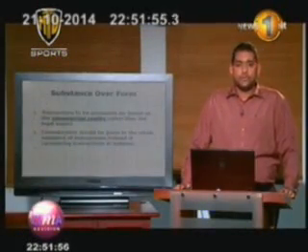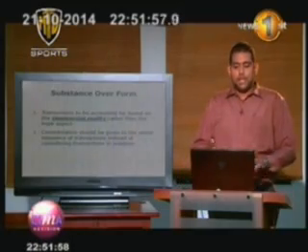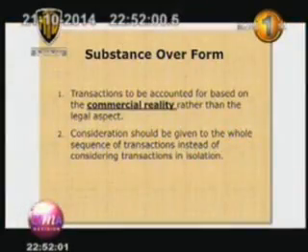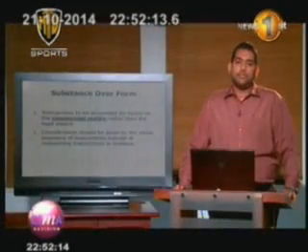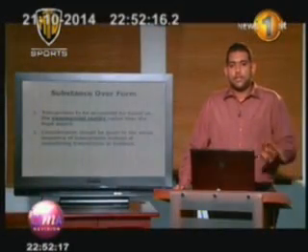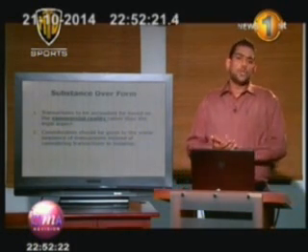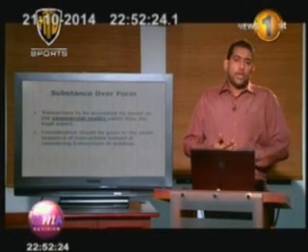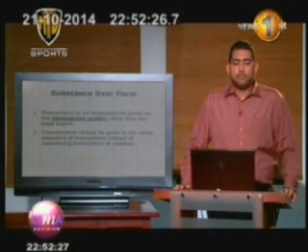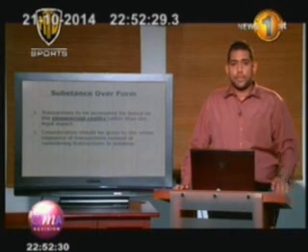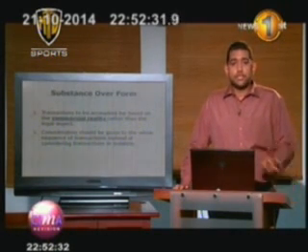Substance over form talks about commercial reality. Transactions are to be accounted for based on the commercial reality rather than their legal aspect. Consideration should be given to the whole sequence of transactions instead of the transaction in isolation. Sequence of events, whole transaction. Looking at the substance, the commercial reality, rather than the legal form. What is this all about? Now, we have not really used this concept before in our studies, but even in FO, financial operations, this concept is practiced.